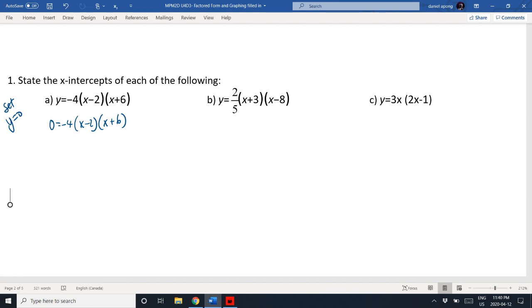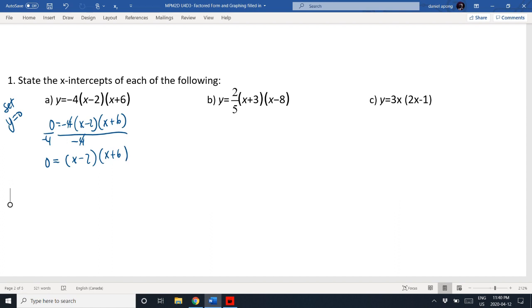Since we're multiplying by negative 4 on one side, to get rid of that, we just divide it out on both sides. And so we're just going to get 0. 0 divided by negative 4 is just 0. And then this is just going to cancel out here. And we're just going to get x minus 2, x plus 6.